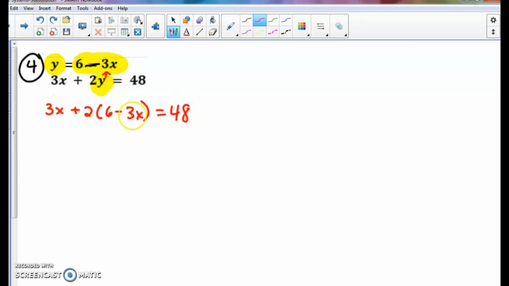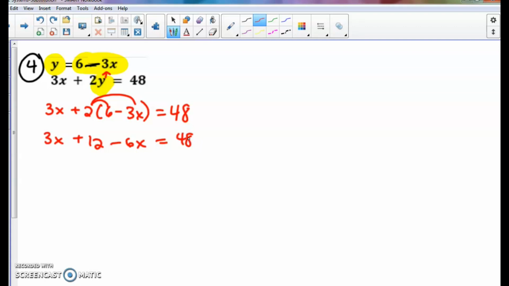Alright, so now we solve it for x. First thing we've got to do is worry about the parentheses. Those are not like terms, so that means we've got to distribute. We drop down our 3x here in front, because it's not involved with that parenthesis. We say 2 times 6 is 12. 2 times negative 3x is negative 6x, equals 48.